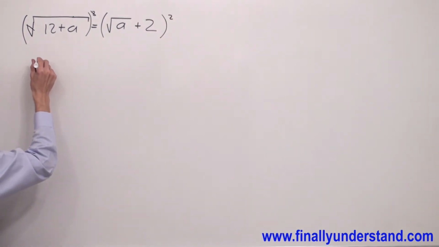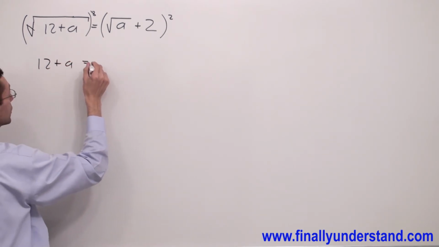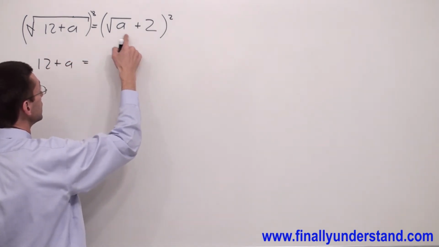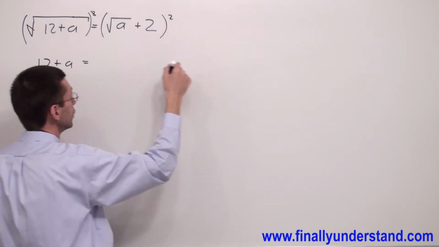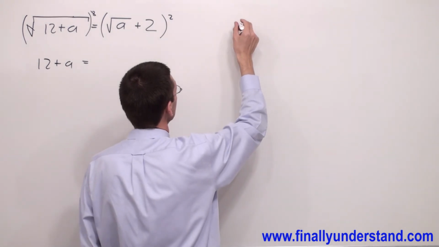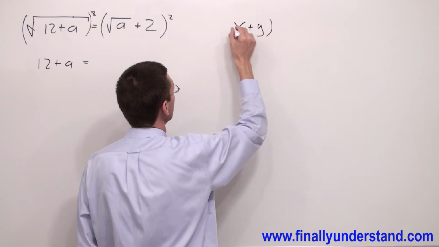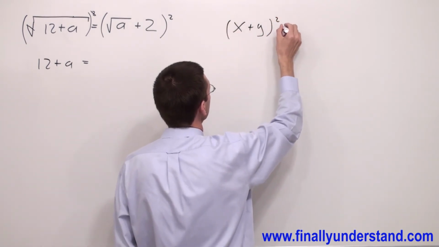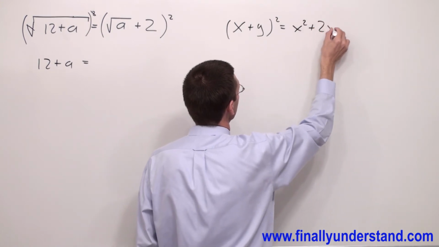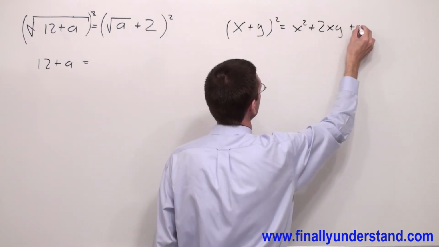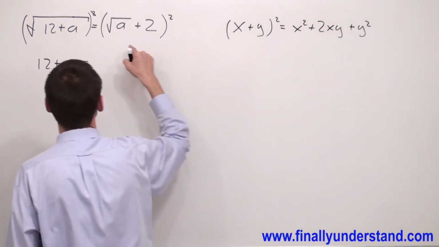I have 12 plus a equals. Please notice that this is nothing else, just the square of the sum. Do you remember the rule for the square of the sum? X plus y to the second power is equal to x squared plus 2xy plus y squared. I'm going to apply this rule to my right side.